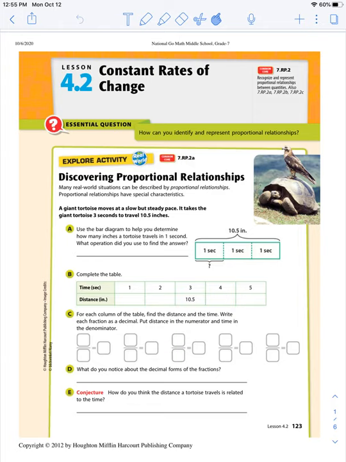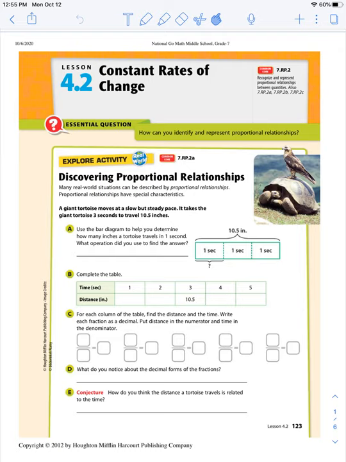Hello 7th graders, and welcome to lesson 4.2 on constant rates of change. Remember, a constant rate of change is a rate that describes how one quantity changes in relation to another quantity. Many real-world situations can be described by proportional relationships. Proportional relationships have a constant rate of change.